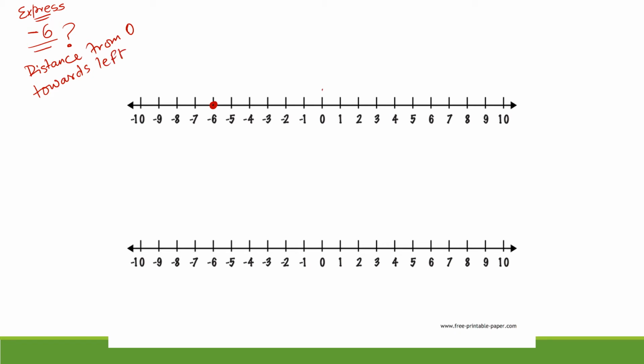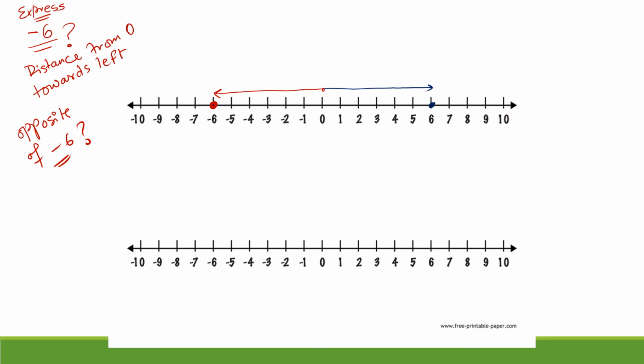Right? From here till here, the distance from 0 till the 6 on the left hand side is expressed by -6. Okay. Now, what is the opposite of -6? The opposite of -6, of course, will be +6, right? Now look at this. How can you differentiate the +6 and -6?